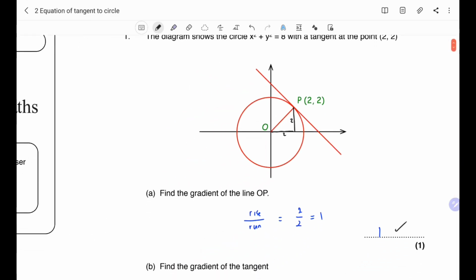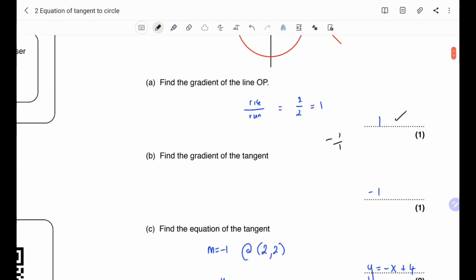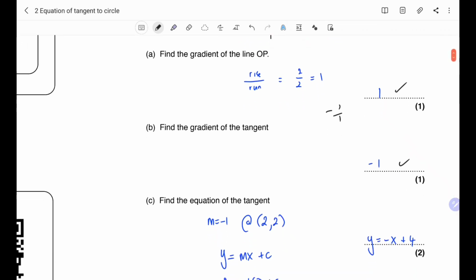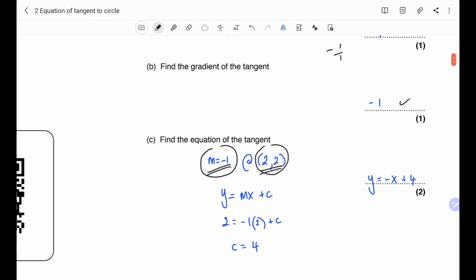The gradient of the tangent, well, because it's a tangent, it's perpendicular, therefore it is minus 1 over 1, which is just minus 1. Now to find the equation of the tangent, we need two things. We need a gradient and we need a point that it goes through. So we've worked this gradient out from the previous question, and that's in the question. So you sub in your m, your x and your y to get c. So subbing in from the coordinate y, m, x, you'll see that c is equal to 4.